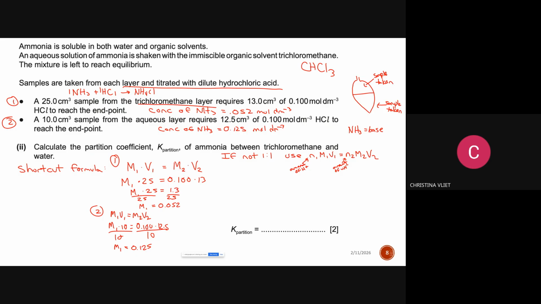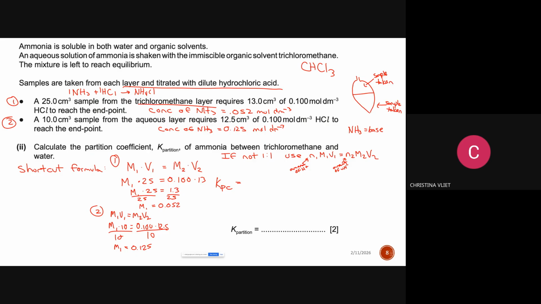At this point, I've earned 1 mark. If you did all of this correct and you got 0.052 and 0.125, that's where they award the first mark here. So then, what do I do next? I have to find KPC. So for the KPC, what's the formula? And this is a little tricky. How do you know what goes on top and what goes on the bottom? They have to tell you.